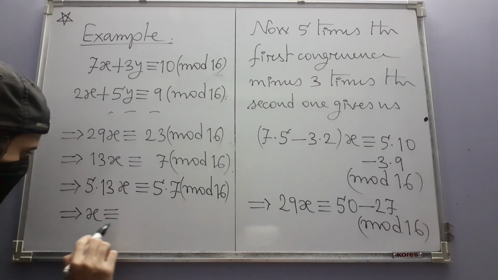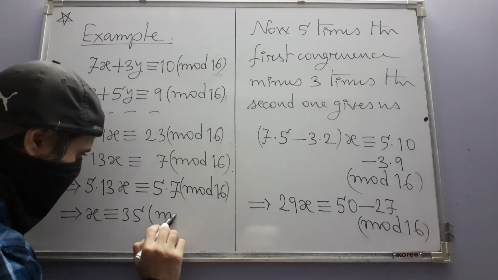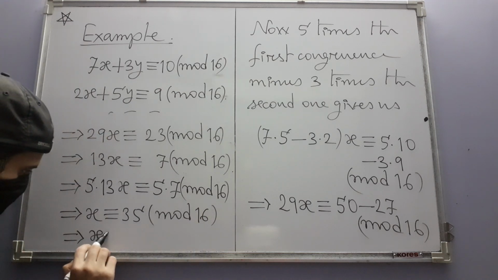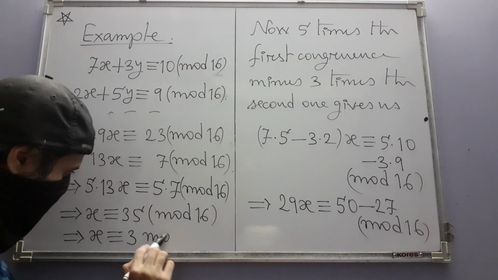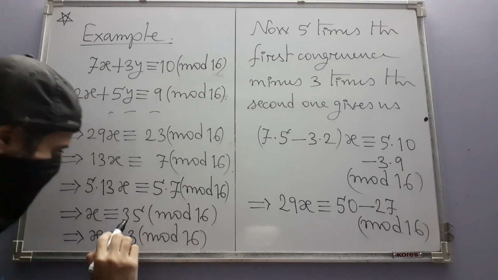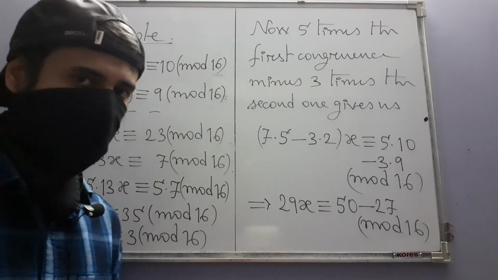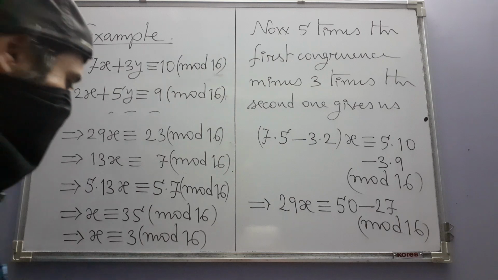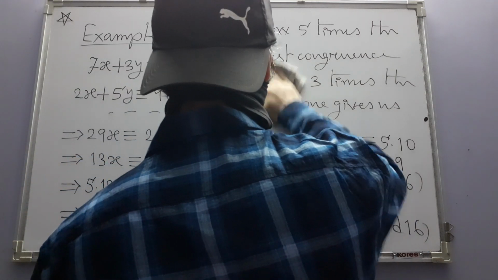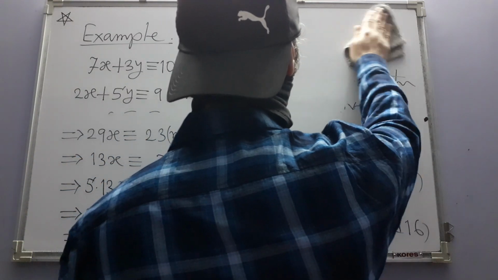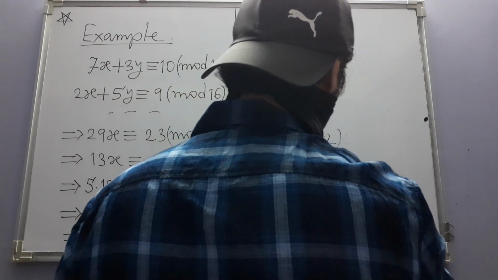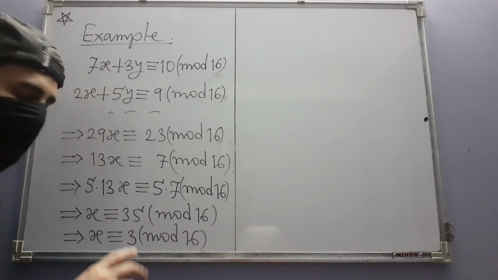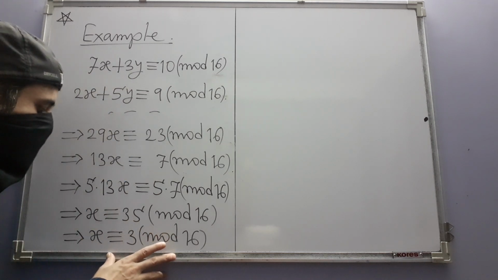That will give us this. And 35 is itself congruent to 3 mod 16, because 35 minus 3 is 32, which is divisible by 16. That means we have found x. Now how to find y? The proof suggests that we go back to the original 2 congruences and then eliminate x. You can, however, do something better.